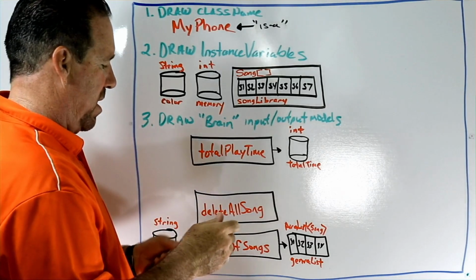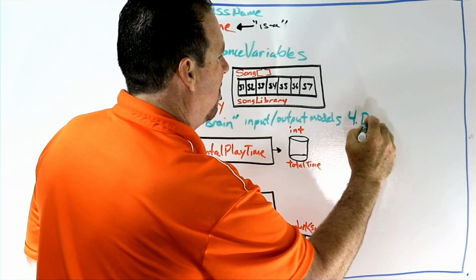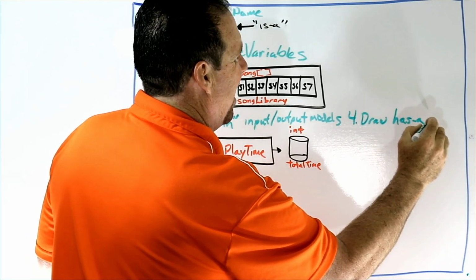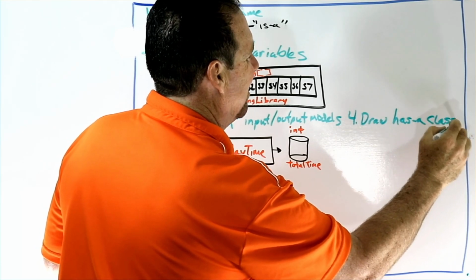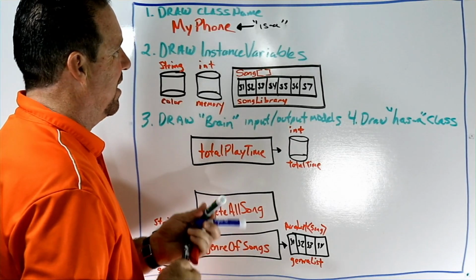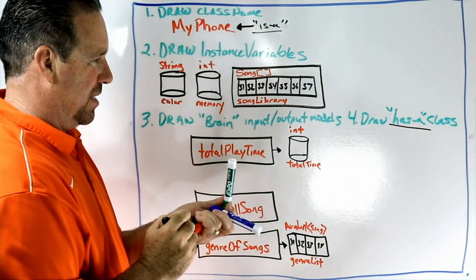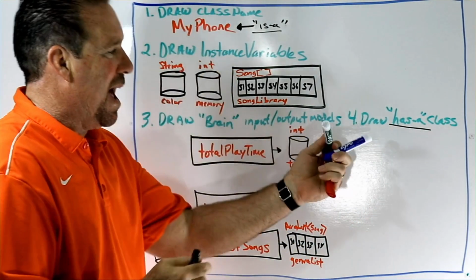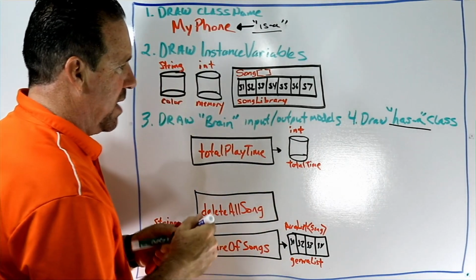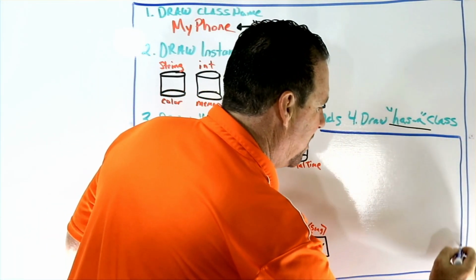So the fourth thing we want to do, draw has a class. Okay, so now we have these terminologies, ISA and HASA. So my phone has a song class that comes into it. It is a my phone. All right, so let's go ahead and draw the song class up right in here.